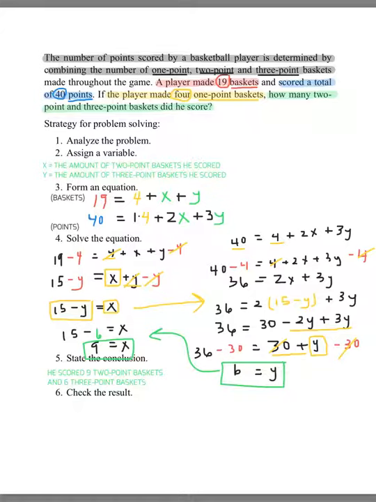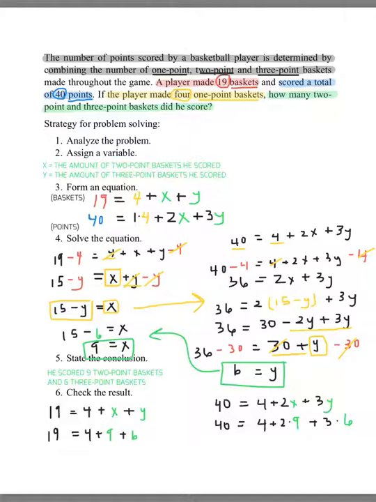So now let's go ahead and check the result. We always want to start off with the original equations found in step 3. That is 19 is equal to 4 plus x plus y, and 40 is equal to 4 plus 2x plus 3y. Now we substitute the corresponding values for x and y, and that's going to give us the following.